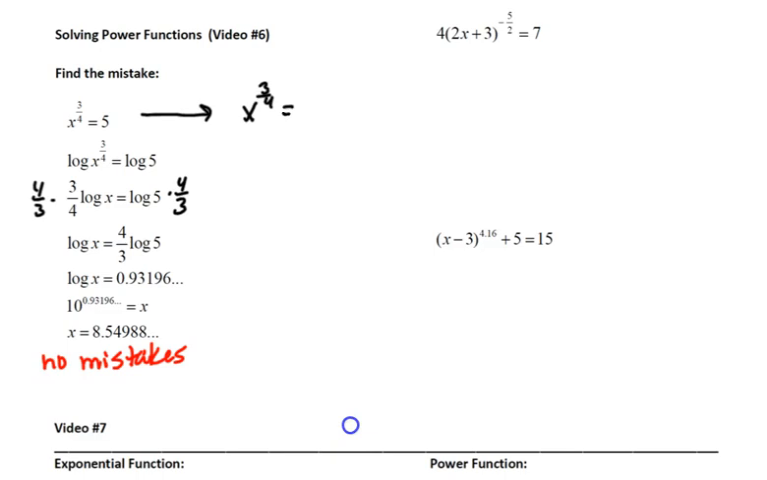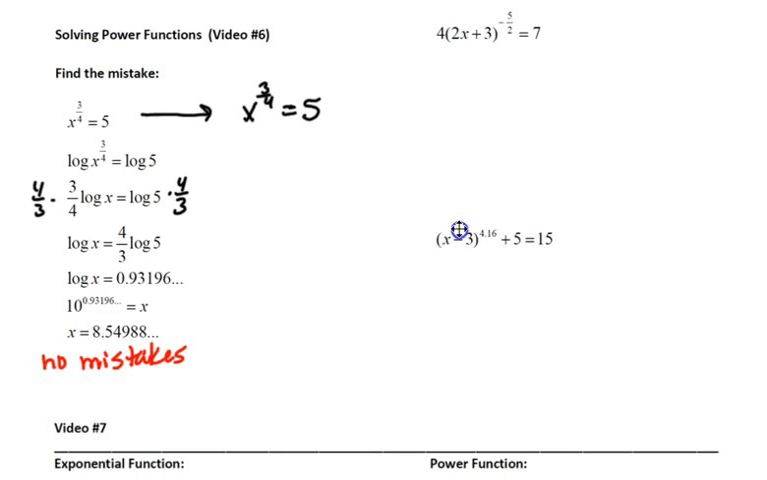This is not an exponential equation. In an exponential equation, the exponent is the variable, not the base. This is called a power function. It is a variable raised to a power. All I want to do is find what x equals. So I would like this to be x to the first.